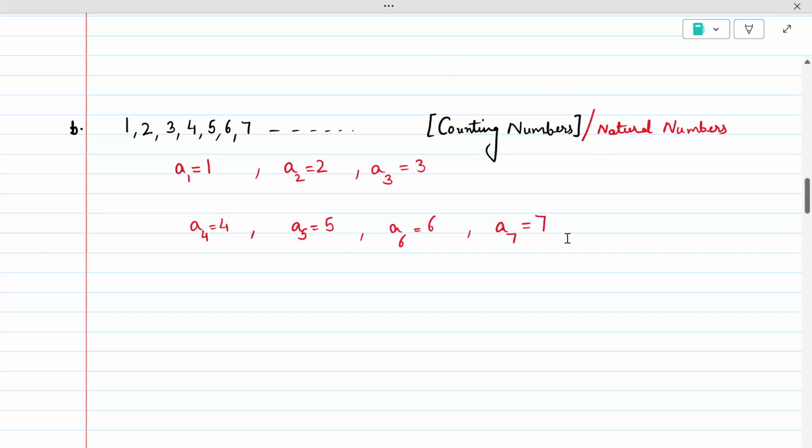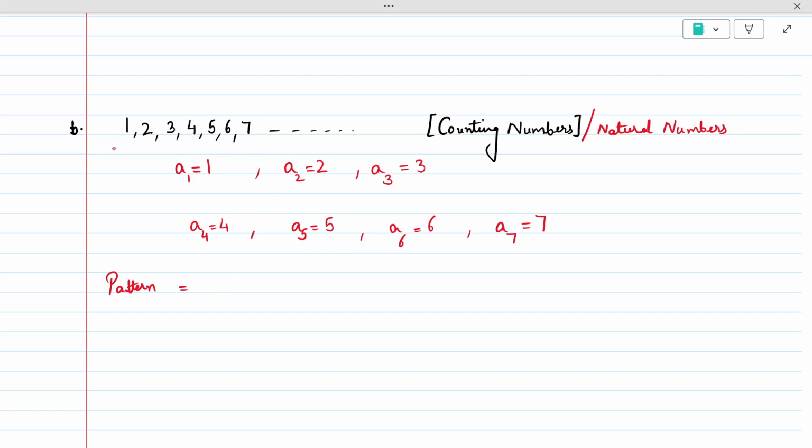So we can see here that the number which is present at a particular position is actually the position itself. At A1, 1 is there. At A2, 2 is there. At A3, 3 is there. At A7, 7 is there. So this is also called the counting number sequence or the natural number sequence. Let us try to identify the pattern here, that is, what mathematical pattern is being followed in this particular sequence.